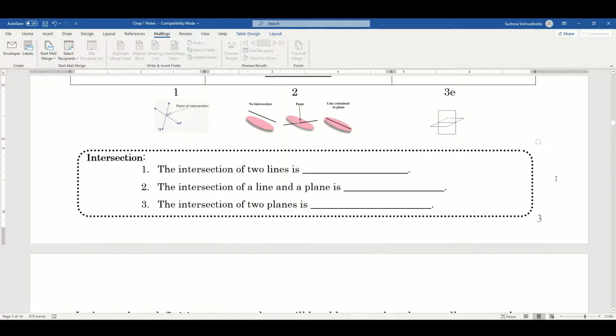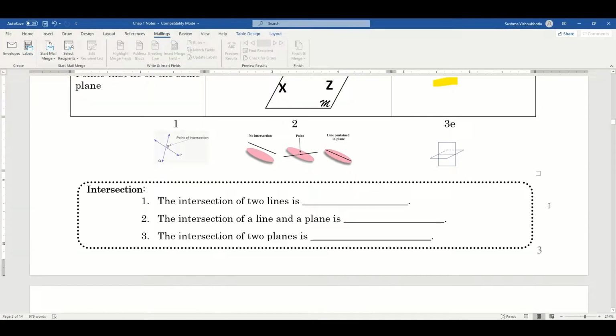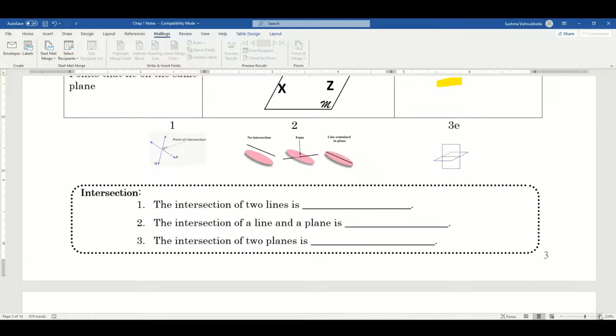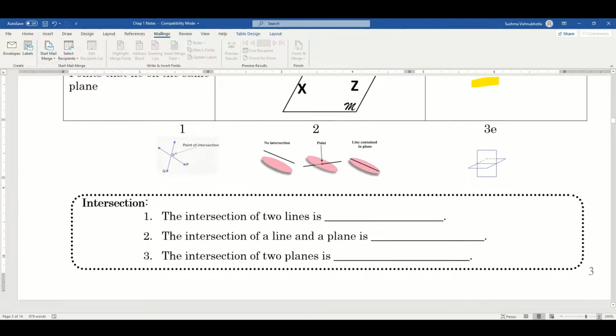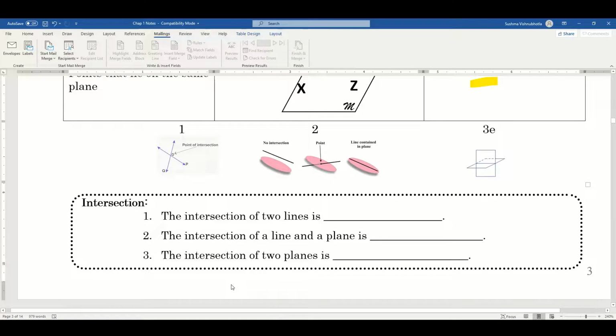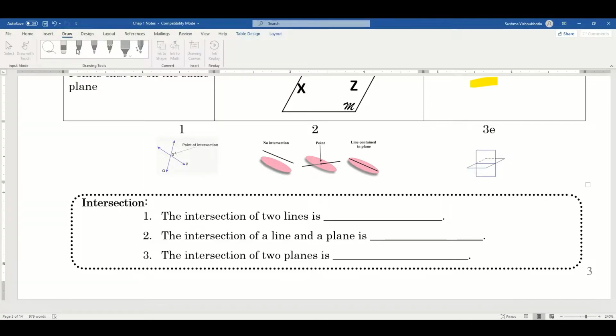Moving on. The last sort of notes that we'll talk about is intersection points. So intersection points are when two objects cross, right? And the first one is when you have two lines that cross, they cross at a point. So the intersection of two lines is a point.